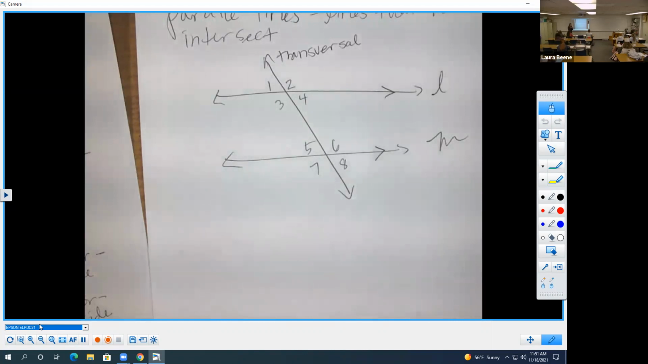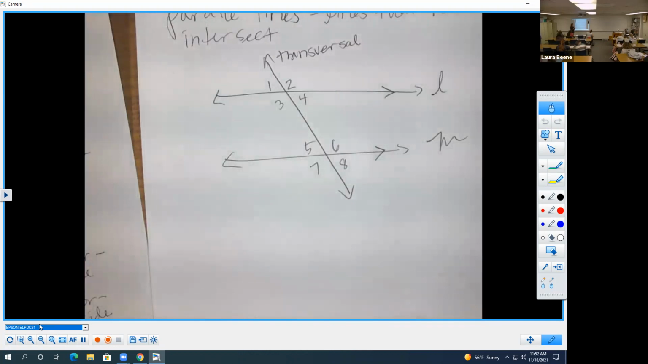Okay, so now interior and exterior, we're talking about the parallel lines now. So parallel lines, interior is inside the parallel lines, exterior is outside the parallel lines. Okay, so 3, 5. So tell me 2 interior angles. 3 and 4, 3 and 5, 3 and 6. Those are all your options.